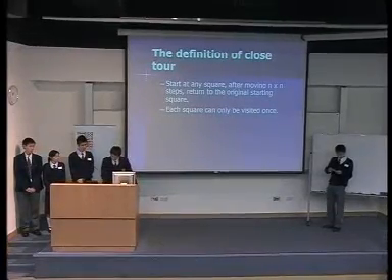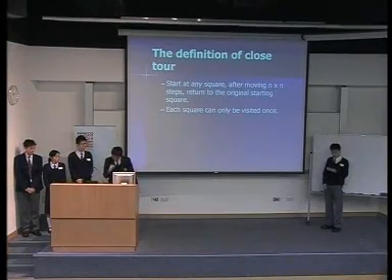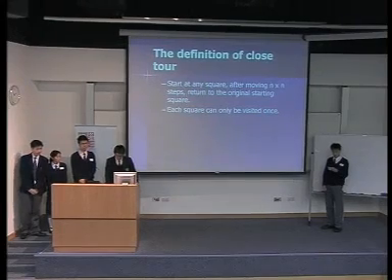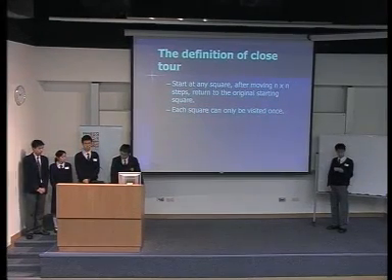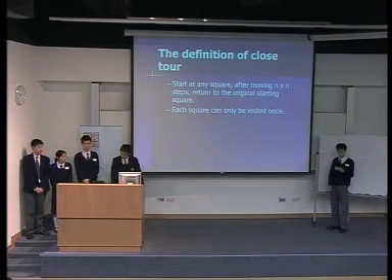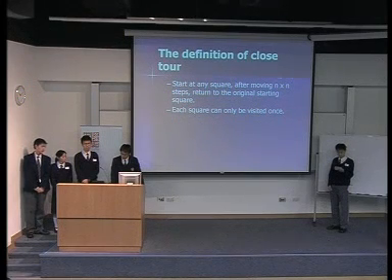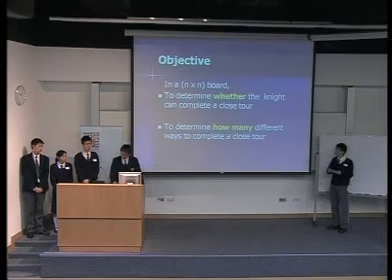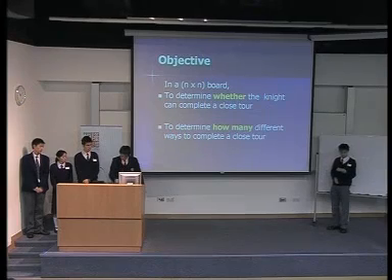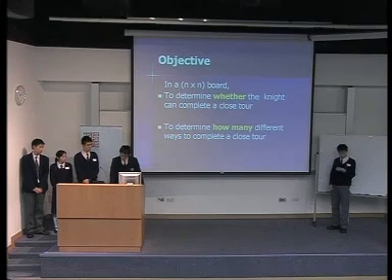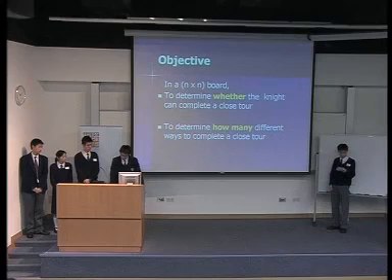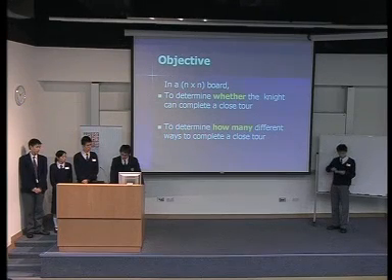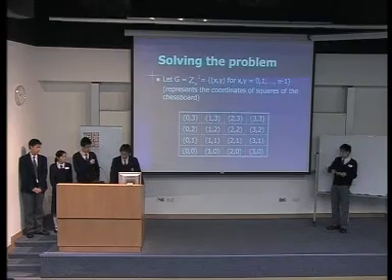We define closed tour as, first, the knight starts at any square. After moving n square steps, it returns to its starting point. Second, every square should only be visited once. Our objectives are, first, to determine any closed tour for positive integer n. Second, to find out the number of closed tours that can be completed if a closed tour exists.